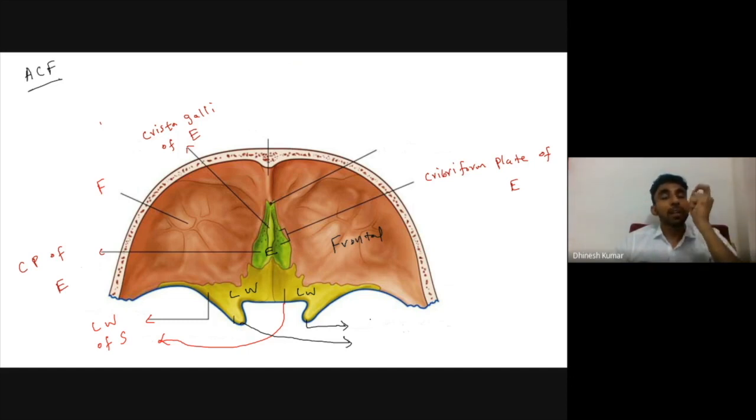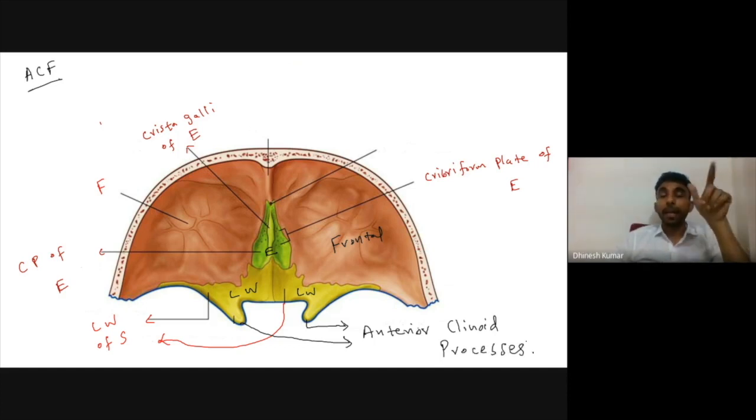Any idea about this sharp bony projection present at the posterior border of lesser wing of sphenoid bone? Yes, they are called the anterior clinoid processes. So please remember, anterior clinoid processes are the sharp bony projections belonging to the lesser wing of sphenoid bone.